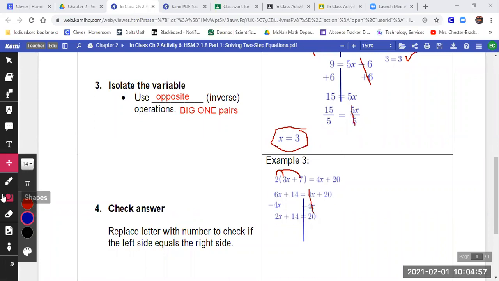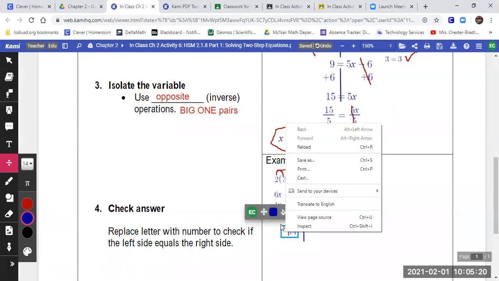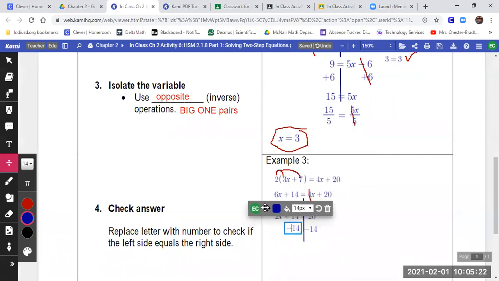Subtract 14 from both sides. Yes, exactly. So minus 14 from the left means we minus 14 from the right, because whatever we do on the left, we have to do on the right. And whatever we do on the right, we have to do on the left. Remember, we're subtracting from the 14 to make him into a big zero. So make sure he's lined up with the 14 so you can big zero him.